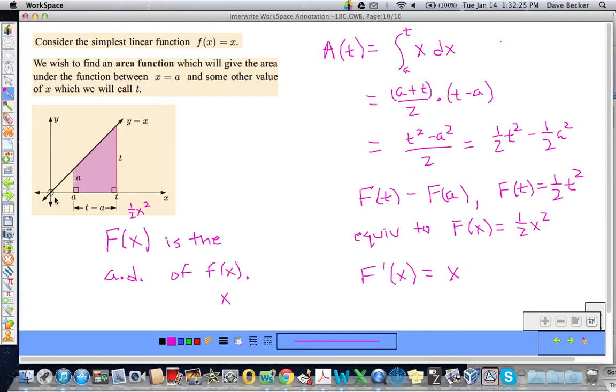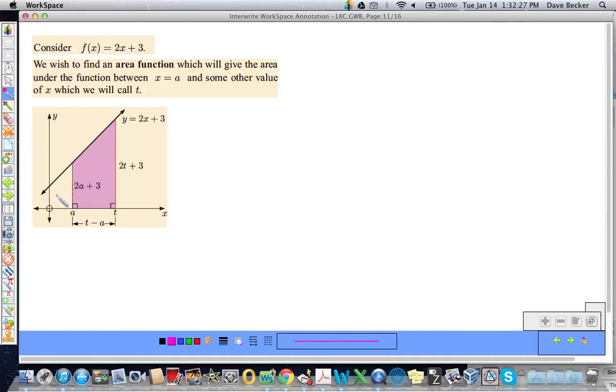One last little example here. Same scenario from a to t, but this time my function is 2x plus 3. So the area of that is going to be given by the integral from a to t of the function 2x plus 3 dx, which is also equal to the shaded area again.